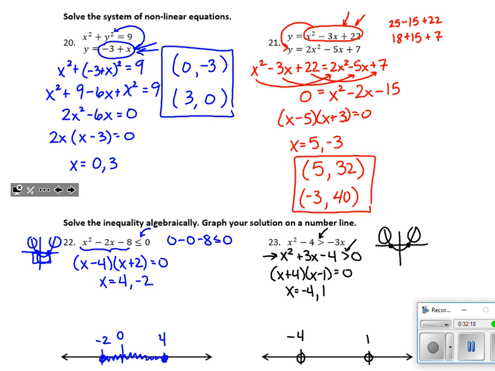And then again, let's test 0. 0 is in the middle, so I'm going to test that in the original inequality. If it works, that's where I'll shade. If it doesn't work, I'll shade on the opposite sides. So let's take a look. If I plug in a 0, I get 0 squared minus 4 is greater than -3 times 0. Well, -4 is not greater than 0, so that does not work for a solution set. It didn't work inside, so my solutions are outside.